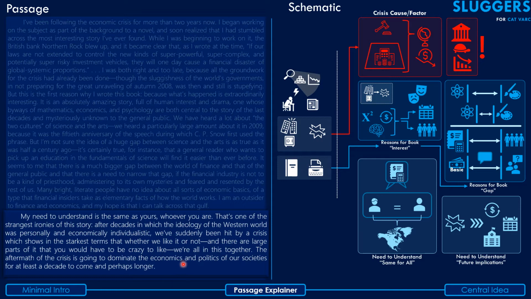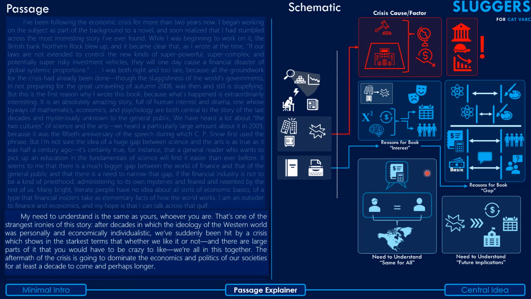That, guys, was the reading of the last paragraph. Now, the author has basically two parts to it. From an overview perspective, the paragraph just has two parts. In the first part, he says that the author's need to understand the finance and economics industry is the same as our need to understand. We both need to.